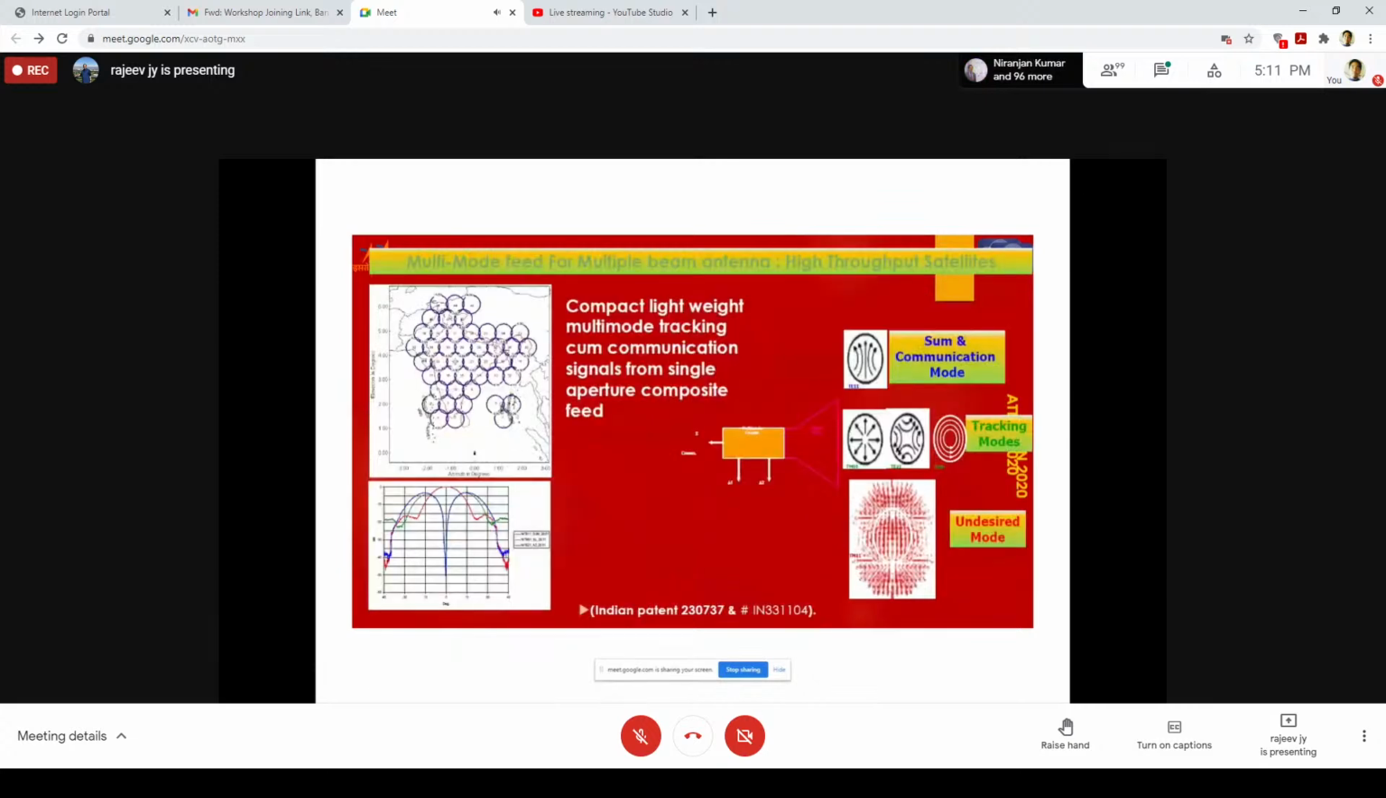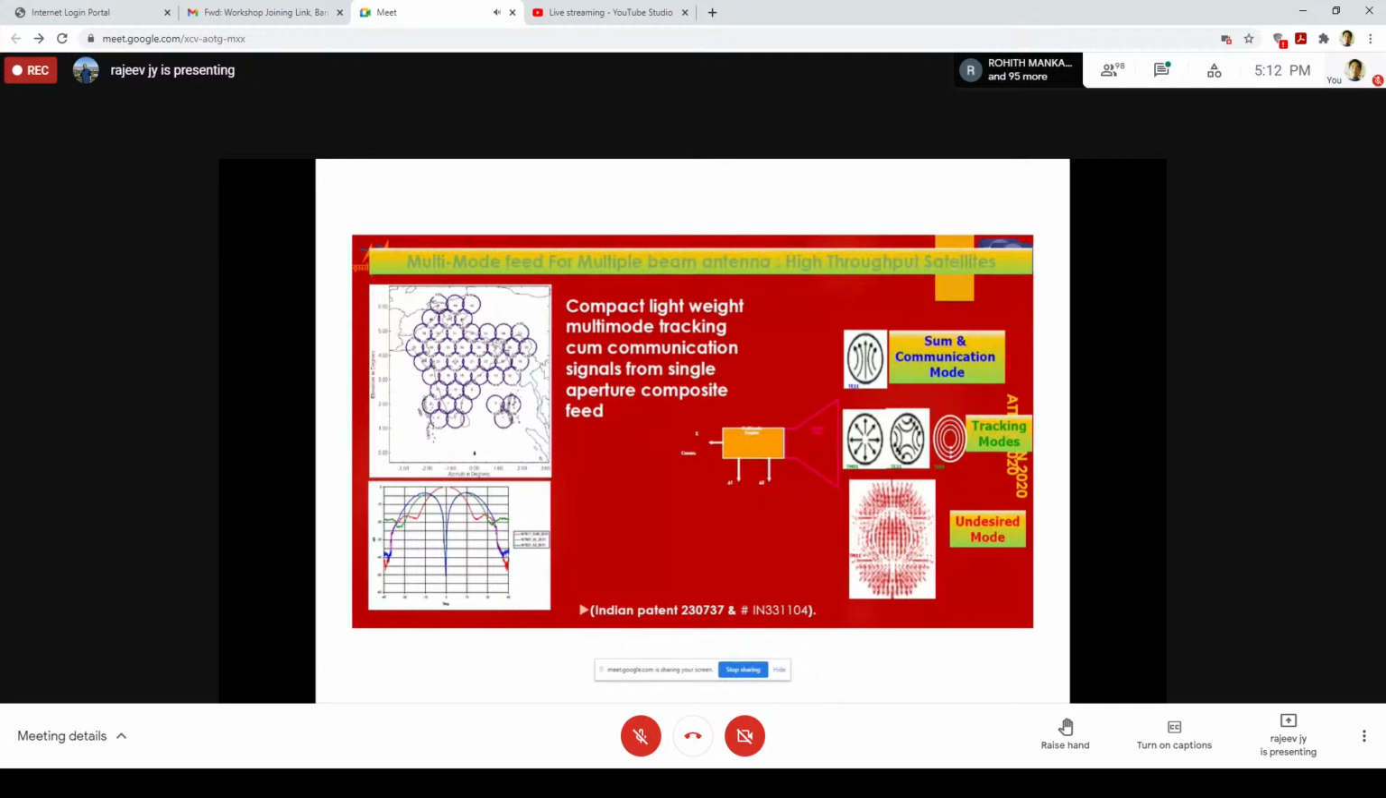So there was one very good requirement which came from one of the multiple beam antennas. The moment the antenna beams become very narrow, the beam sizes become very small. Then you need to have some tracking system. How to track the beams, because they are so small that a perturbation will deteriorate the whole signal link. So we need to have a tracking feed. Normally everybody knows that a tracking feed means 4 horns, the monopulse.